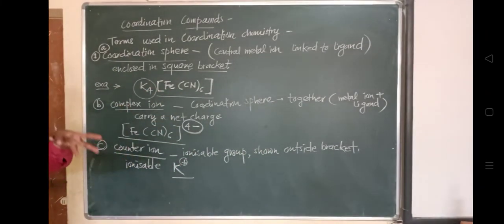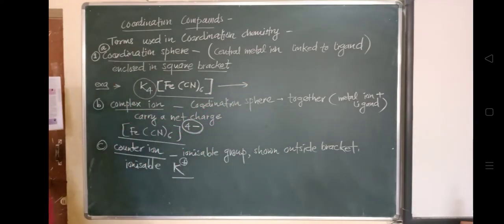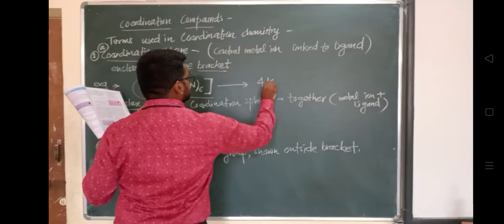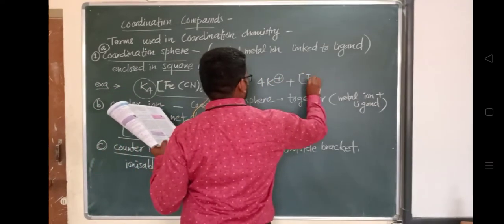K4 in bracket Fe CN6 can get ionized completely like this: 4K plus, plus this Fe CN6, and the charge is 4 minus. आप देख सकते हो इसमें. So this Fe CN6 4 minus is a part of a complex ion, and this 4K plus is a part of a counter ion. तो यहाँ पे मैं लिख देता हूँ so that you should understand. This is a counter ion.